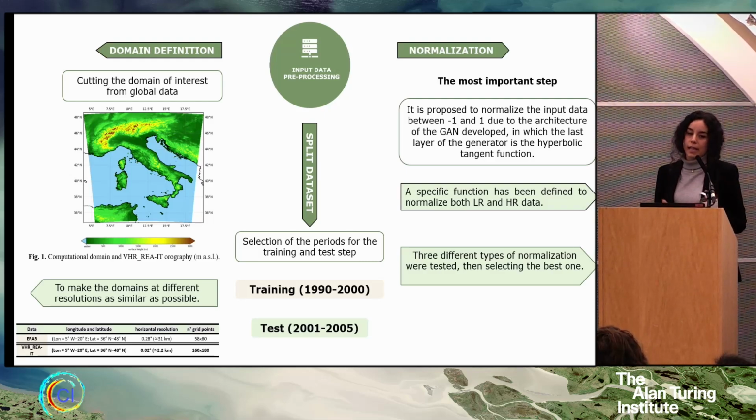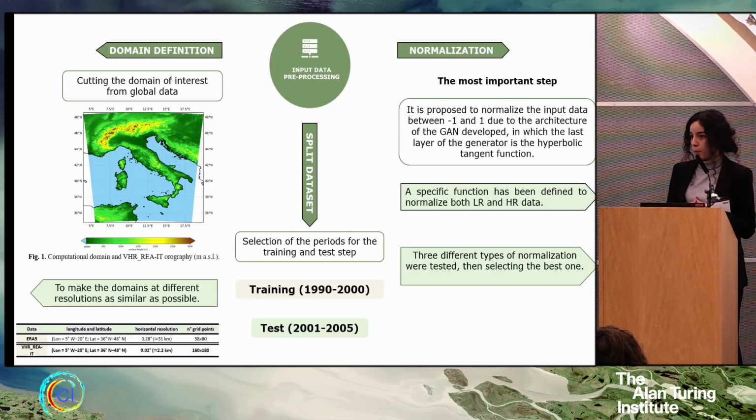The most important step in preprocessing is the normalization. Why? Because the normalization has an impact on the results of the GAN, and for this specific architecture, we chose to normalize the input between -1 and 1. Why? Because the last layer of the generator that we developed is a hyperbolic tangent, but we tested different types of normalization and selected the best one.